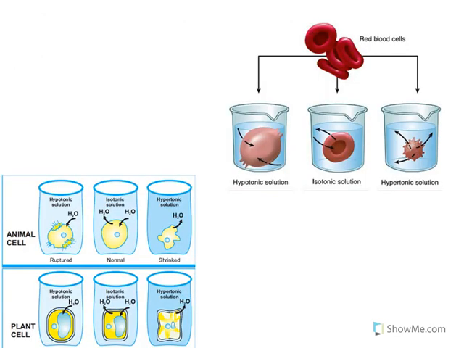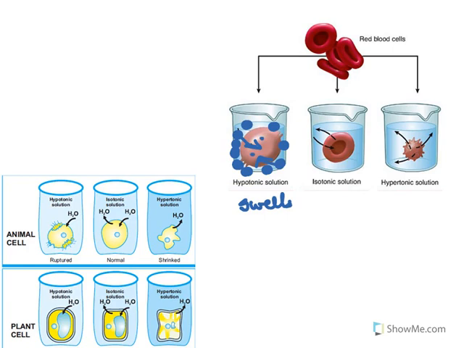So we'll summarize it again. Here is another picture. We have red blood cells put in different solutions. The first is put in a hypotonic solution, which means lots of water around it. What happens in this case? The water begins to enter the cell, and because the water enters the cell, you can see that it swells.